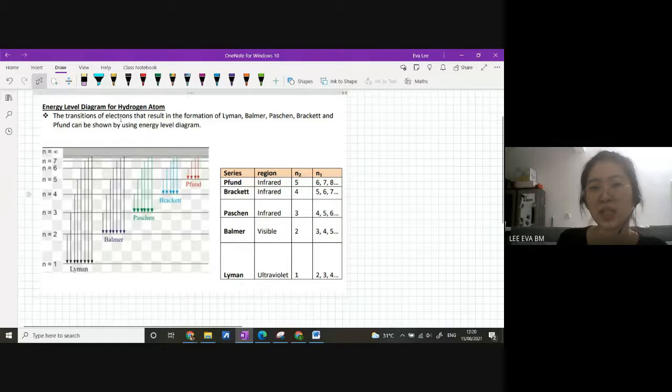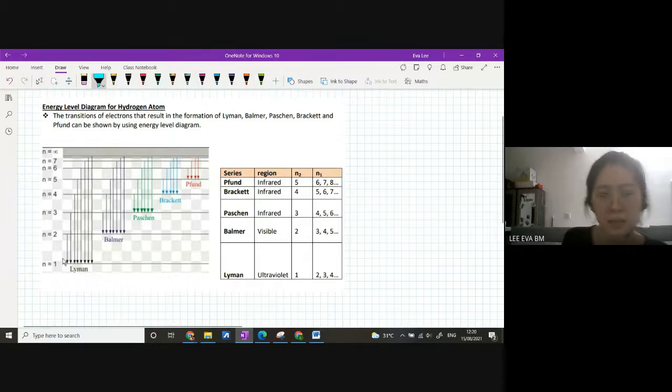So the transitions of electrons that result in the formation of Lyman, Balmer, Paschen, Brackett or Pfund can be shown by using the energy level diagram. Here you see many transitions. For each transition here, it is contained inside a different series. What does series mean? If you look at the names down here, we have Lyman.